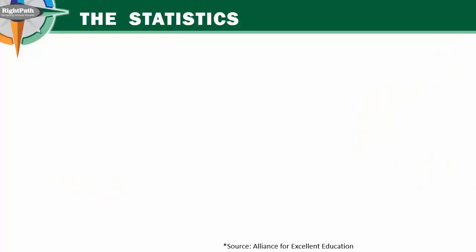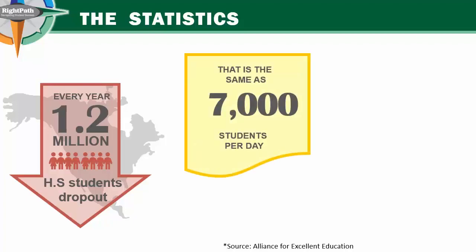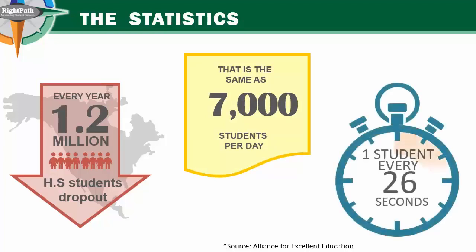Now let's start today's presentation by taking a look at a few statistics. Every year, 1.2 million students in the U.S. drop out of high school. If you break that number down, you're looking at 7,000 students each day, or one student every 26 seconds. That's some pretty powerful numbers, and we're going to take a look at those and break them down a little bit further.